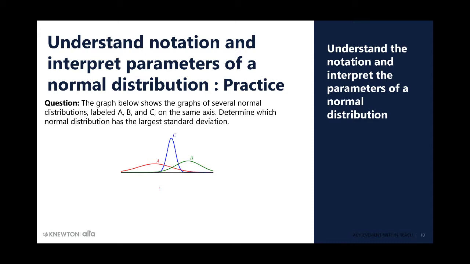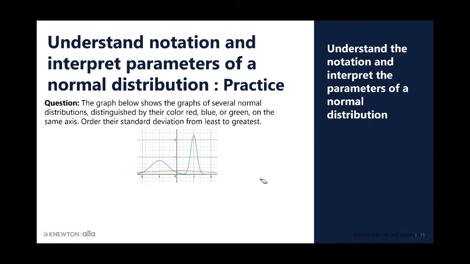All right, same 3 graphs, but now the question becomes: find which normal distribution has the largest standard deviation. So it's the opposite of what we said before. A smaller standard deviation means you're skinny and tall, whereas a larger standard deviation means that you're a little shorter and wider. As you look at A, B, and C, it really boils down to either A or B. Well, A just seems to be wider than B, so A has the largest standard deviation because this distribution is more spread out.